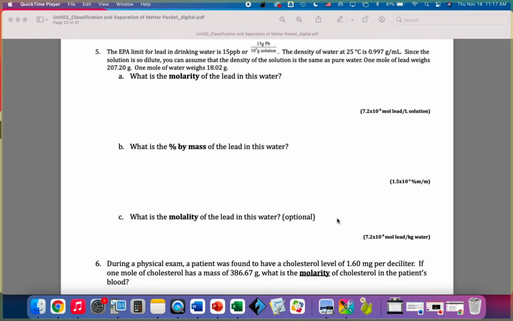They're telling us that the toxic level for lead would be 15 ppb, or parts per billion, which, according to the definition, would be 15 grams of lead over a billion grams of solution. And we have to somehow convert that into moles per liter, because that's what molarity is. So let's go ahead and just remind ourselves of that at the end of this problem. We better have moles of lead, and we better have liters of solution.